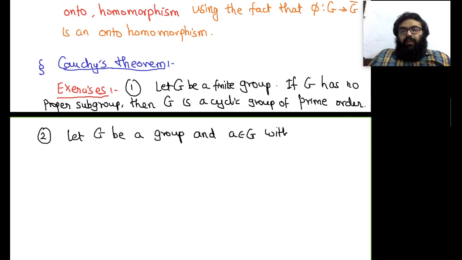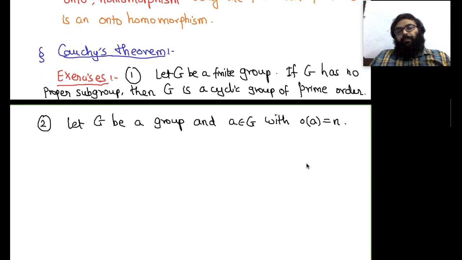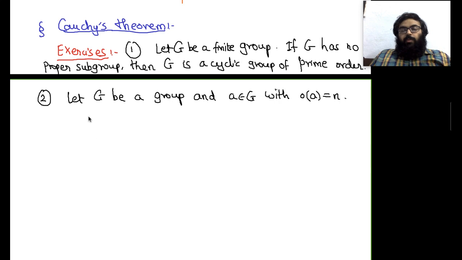With the order of an element, we know it is the smallest positive integer n such that A raised to n equals the identity, and then we say that n is the order of A. So A raised to n equals identity, and n is the smallest such positive integer. So the order of A equals n. This much is given.